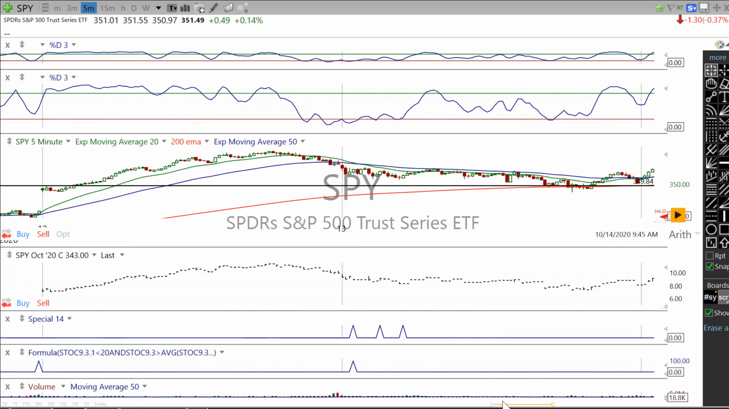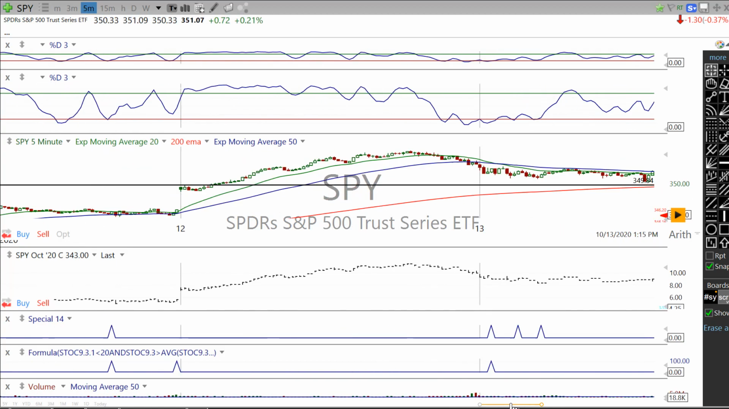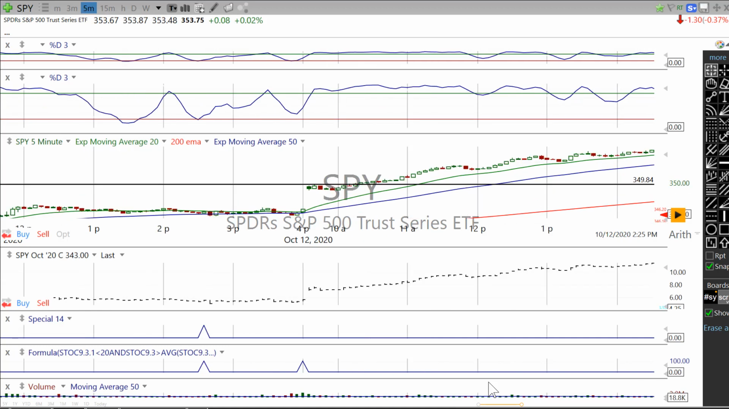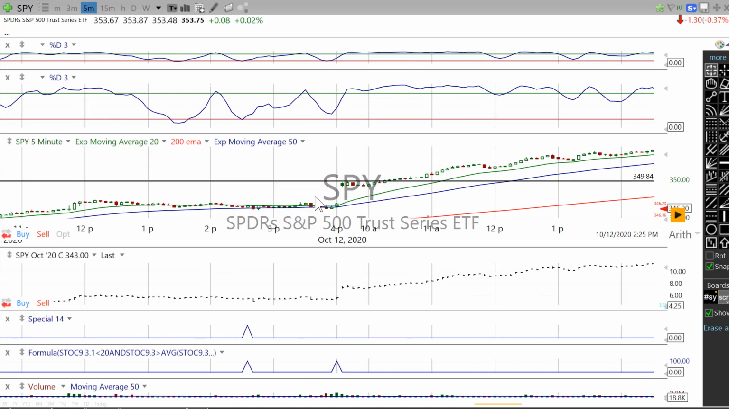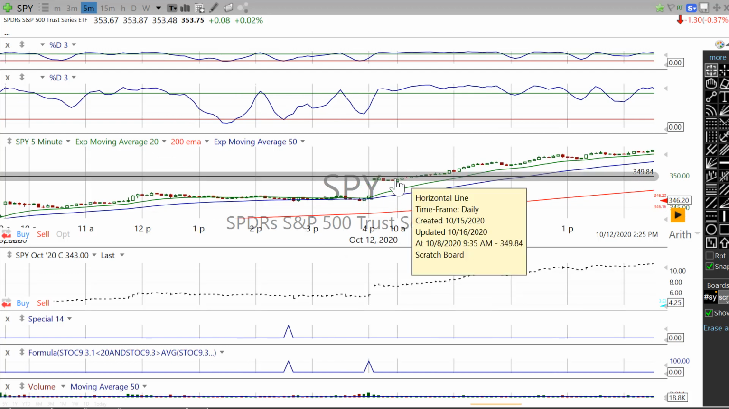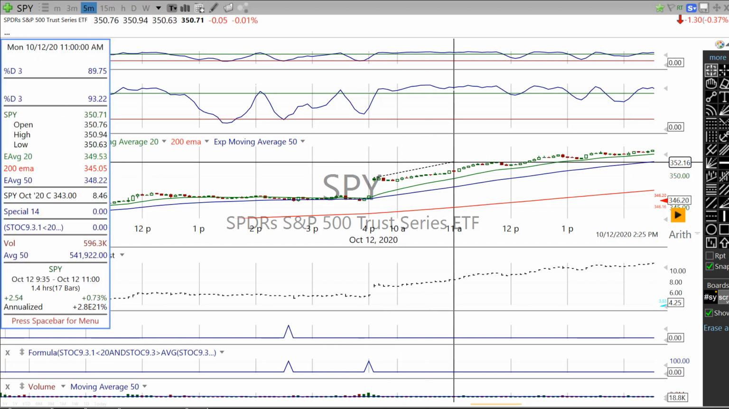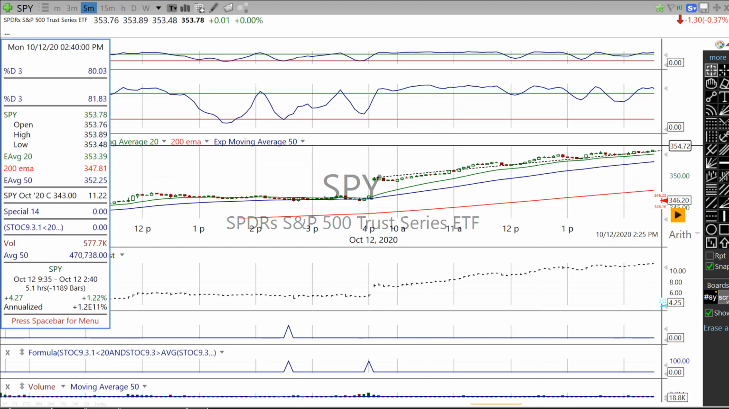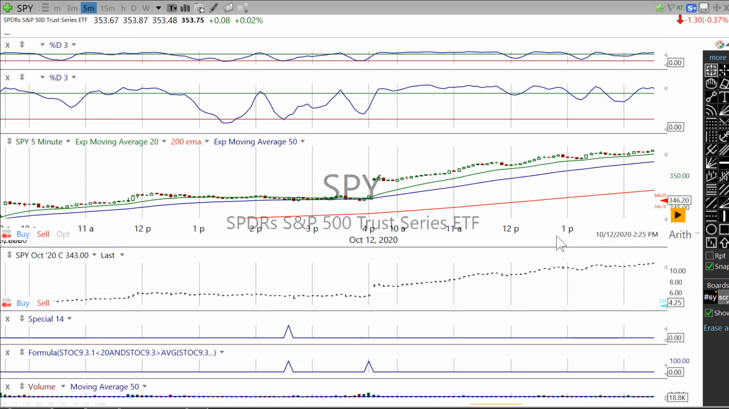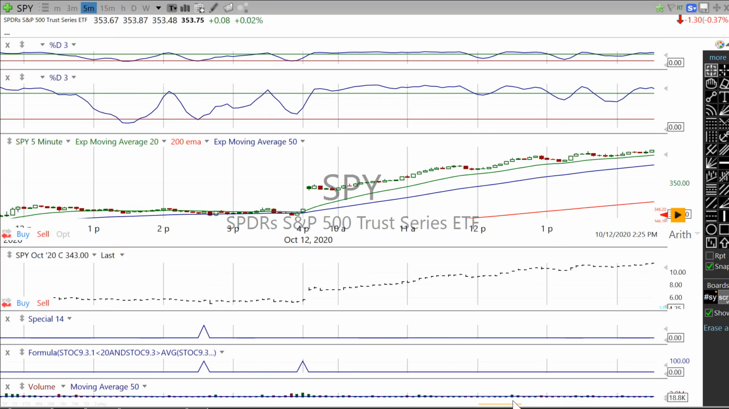That was October 12th right here. And it was a perfect divergence here. It started off the day. You can even see it on that. Had a nice run up all day. And let me zoom this out a little.